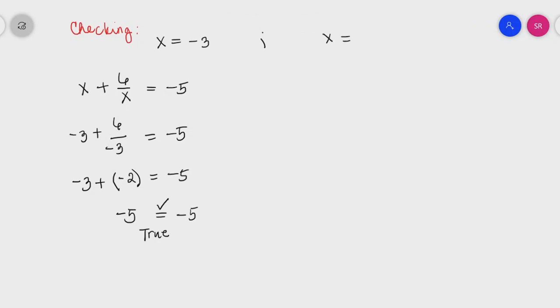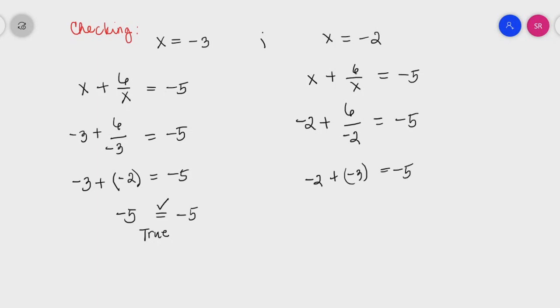The x equals negative 2. So, we have x plus 6 over x. Substitute negative 2 plus 6 over negative 2 equals negative 5. And then we have negative 2 plus 6 divided by negative 2, that is negative 3, equals negative 5. If we add, this is negative 5 equals negative 5, which is still true.